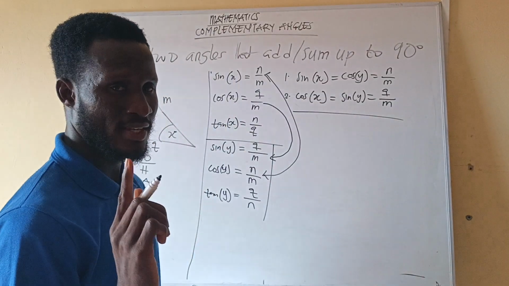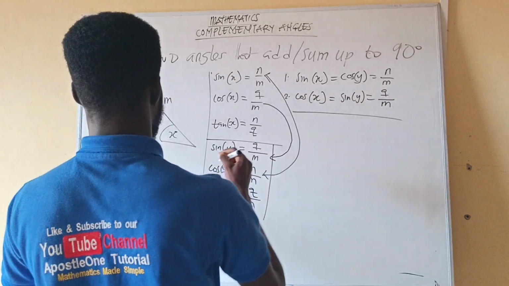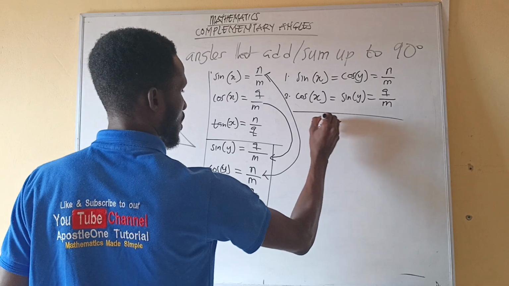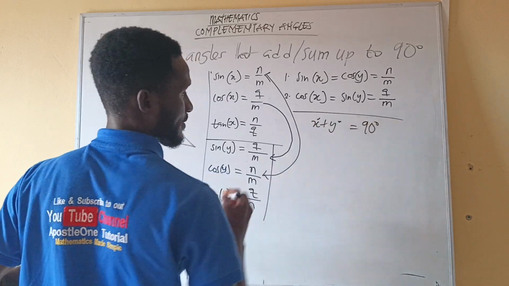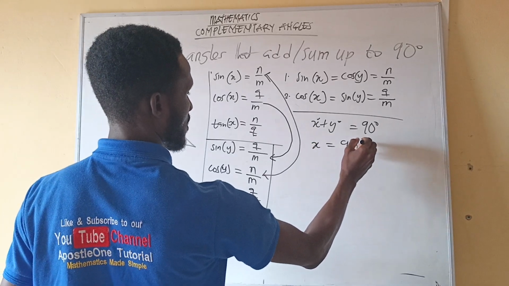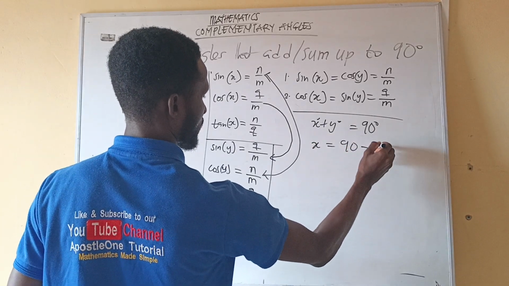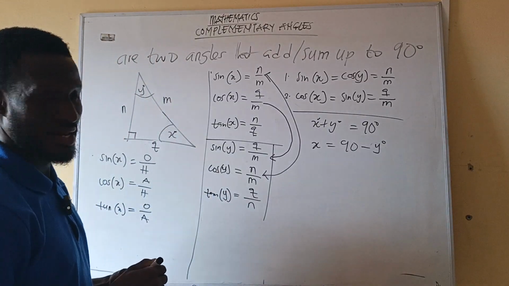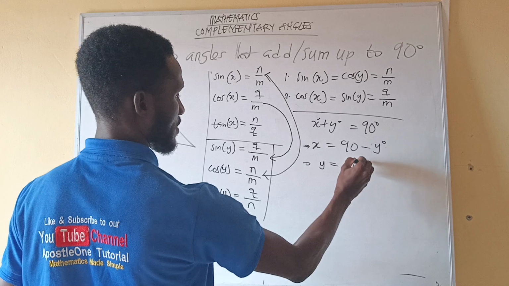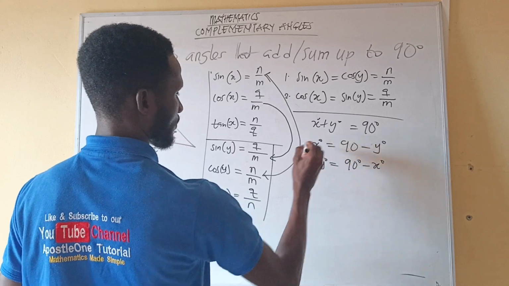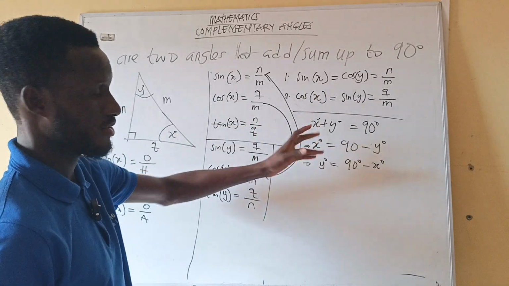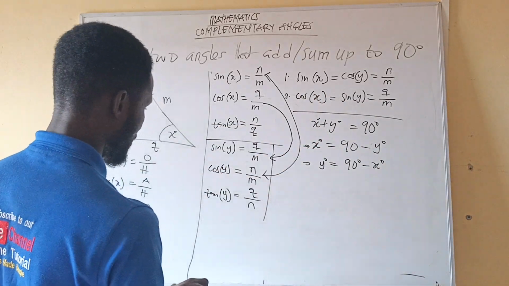Now let's look at something. In our first deduction, don't forget that x plus y is equal to 90 degrees, right? So the moment I make x the subject, x is 90 minus y. And the same way, y is equal to 90 minus x. When you make either x or y the subject, this is what we're going to get, right? Okay. Now let's look at something here.